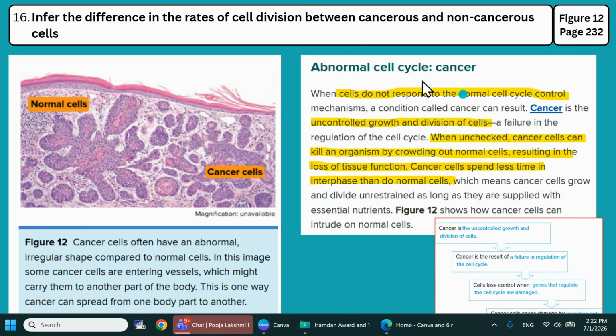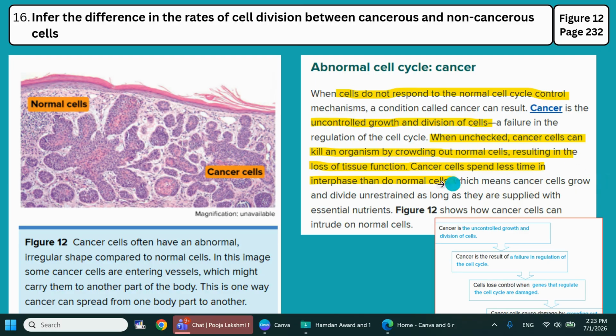So, what happens in cancer? When cells do not respond to the normal cell cycle control, that is the checkpoints, then a condition appears which is cancer. Cancer is uncontrolled growth and division of cells, a failure in regulation because cell checkpoints are not working. So growth is going on, cell division is going on. When unchecked, cancer cells can kill an organism by crowding out normal cells, resulting in the loss of tissue function. So they crowd out the normal cells and there can be a loss of function.